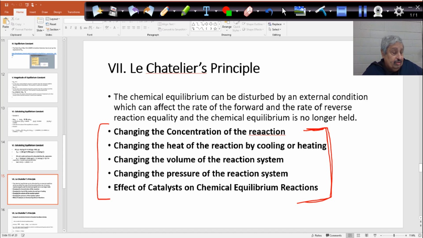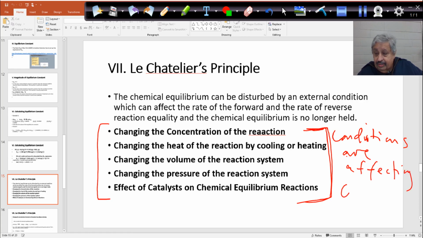All those conditions I can play around with, and then I will affect this chemical equilibrium. The chemical equilibrium will take those conditions in, readjust itself, and go to the side with the least stress, so it will regain its status back again to chemical equilibrium, correct? So those are the conditions here. Write them here: conditions affecting chemical equilibrium. And this is the principle of Le Chatelier.